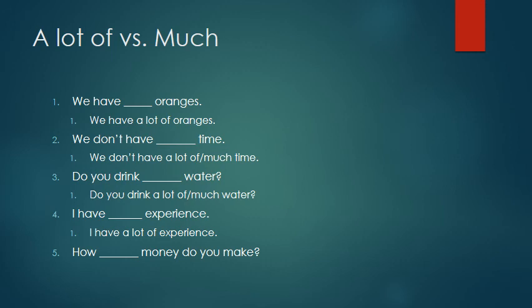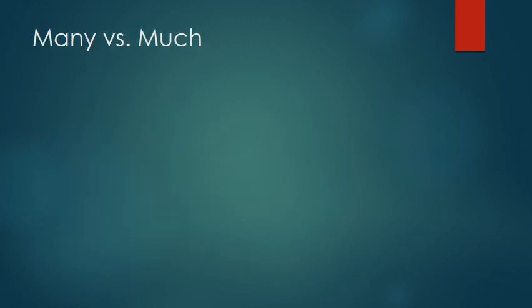Here's our next one. How blank money do you make? Now this is something I forgot to mention on the earlier chart, but it's in the book on page 173. When we have how followed by one of these modifiers or quantifiers, we have to use much or many. So if we look at money, money is non-count, so it's how much money do you make? And so finally here we want to look at the difference between many and much. So remember that the important difference here is that many is for count and much is for non-count.